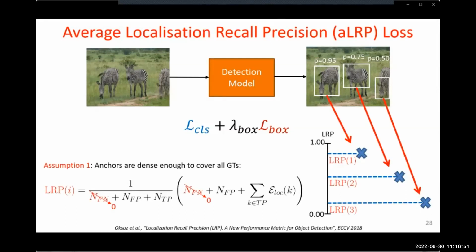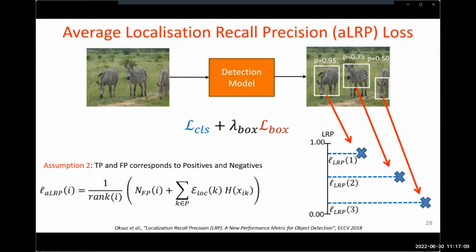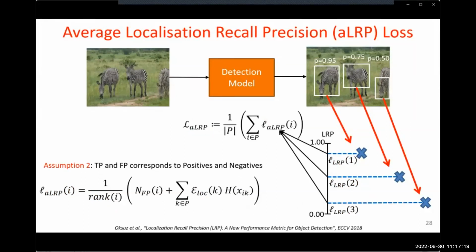First, assuming that the anchors are dense enough to cover all objects, the number of false negatives is set to 0. And secondly, true positives and false positives are replaced by positive and negative anchors respectively to supervise the training. With these assumptions, averaging the loss form of LRP errors over positive examples, the conventional loss formulation can be replaced by average LRP loss. As a result, both classification and localization outputs are now unified in a ranking-based manner.